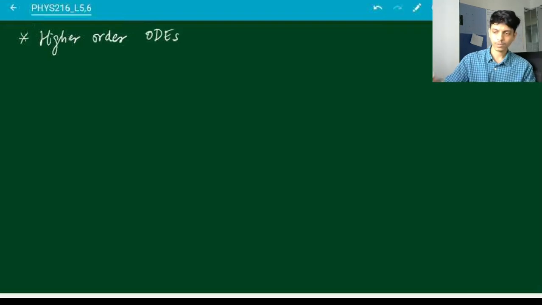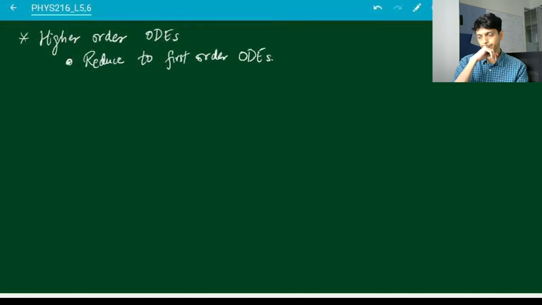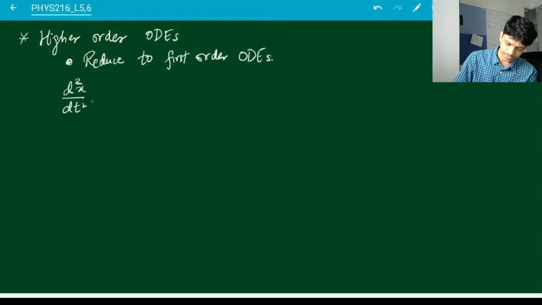It's higher order ordinary differential equations. So the trick is to always reduce them to first order. What do I mean by that? Suppose I have a second order differential equation. So d2x by dt square is some function of x, dx by dt, and t.